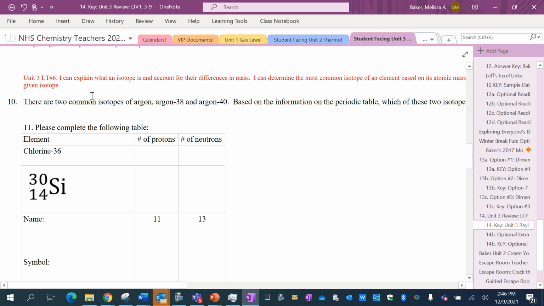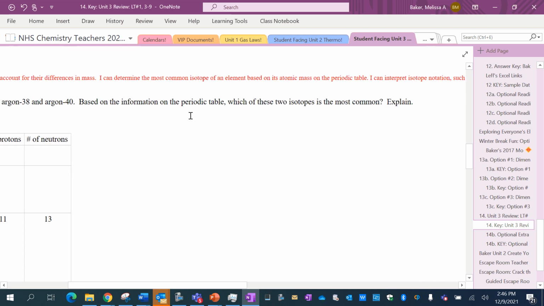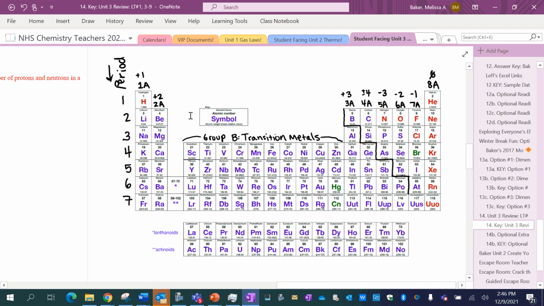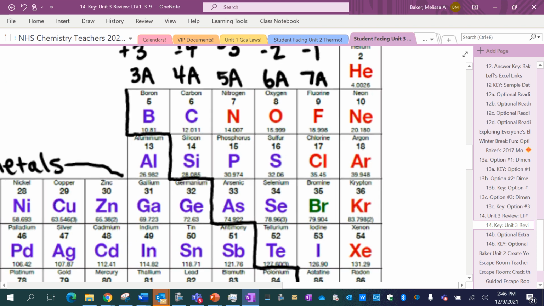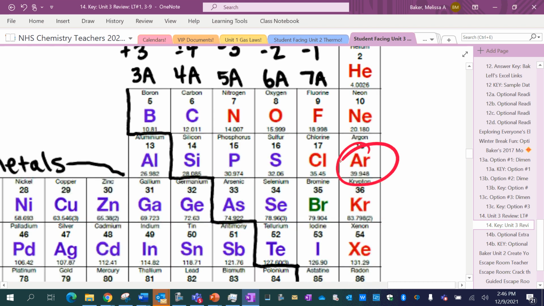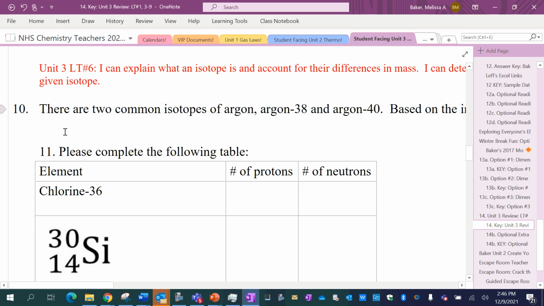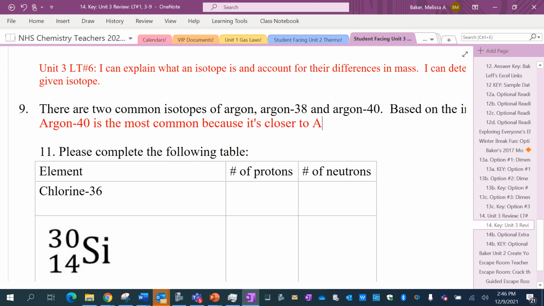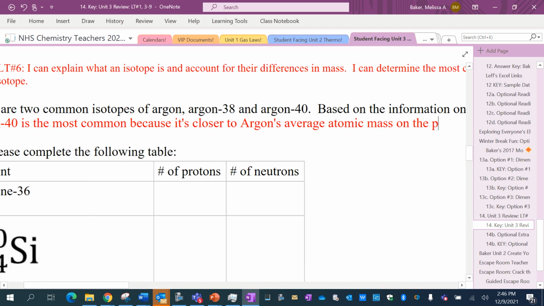Number 10. There are two common isotopes of argon, argon-38 and argon-40. Based on the periodic table, which is the most popular? Well, let's go look at argon. The average atomic mass is 39.948. That means that argon-40 is the most common because it's closer to argon's average atomic mass on the periodic table.